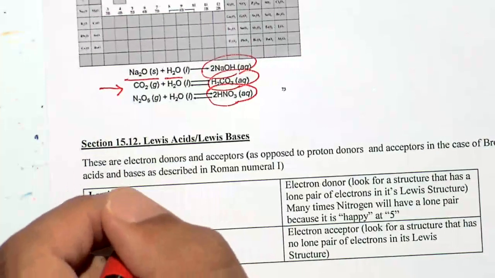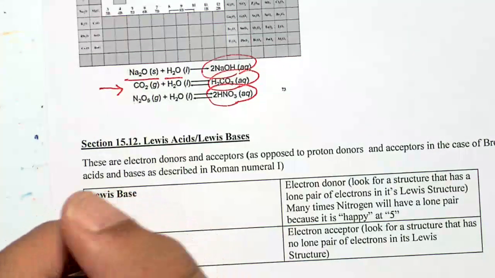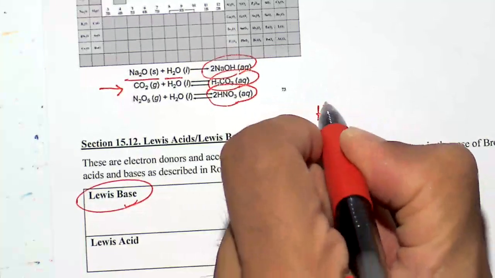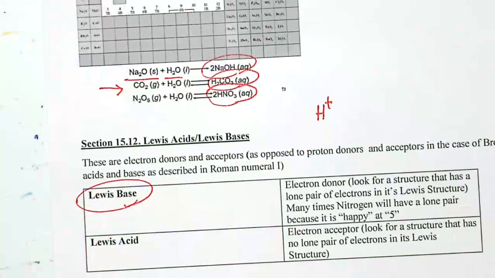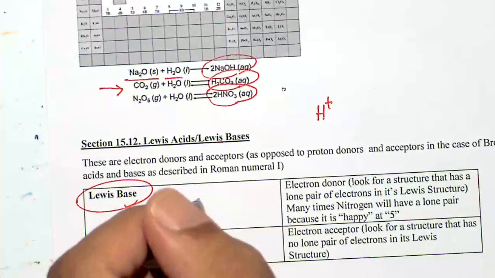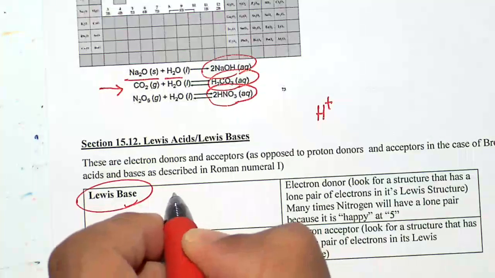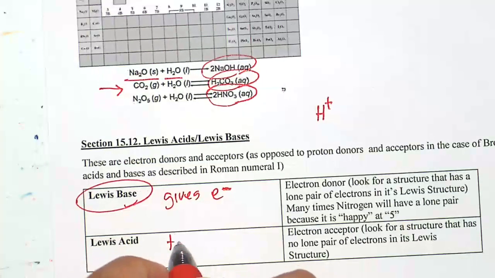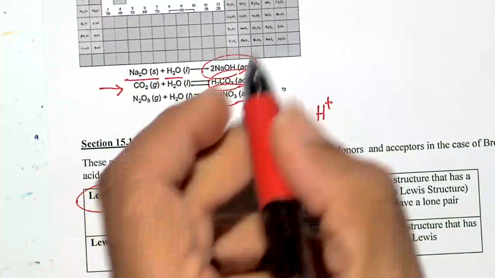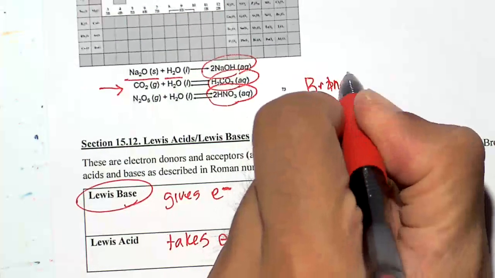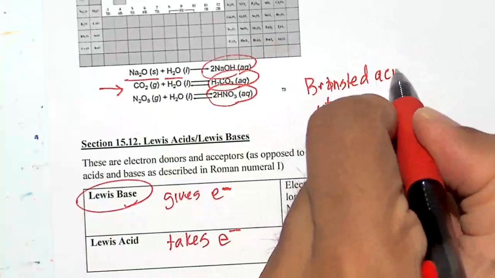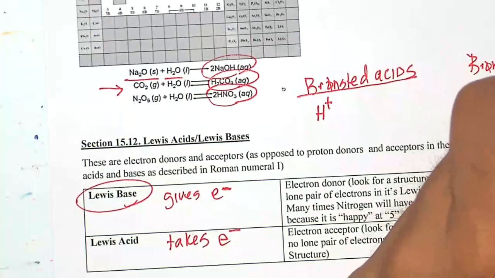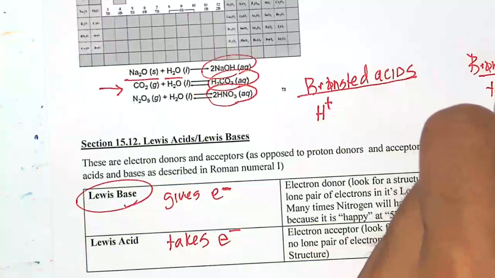All right, and finally, we were talking about Brunsted acids and Brunsted bases. Lewis bases and Lewis acids have to do with electrons. Okay, so a Brunsted involves give or take an H plus. A Lewis base has to do with giving or taking of an electron pair. Okay, so this gives electron pairs, and this takes electrons. In this chapter, we were focusing on Brunsted. Brunsted acids give H plus. Brunsted bases take H plus.